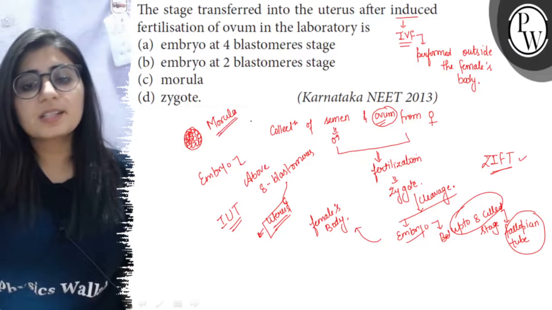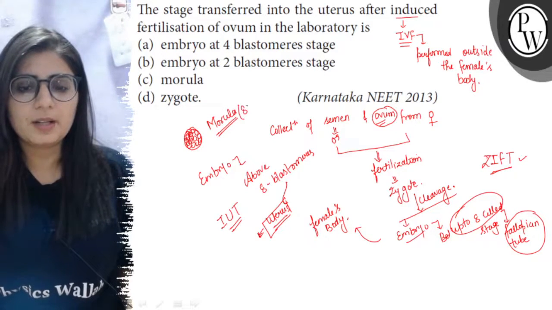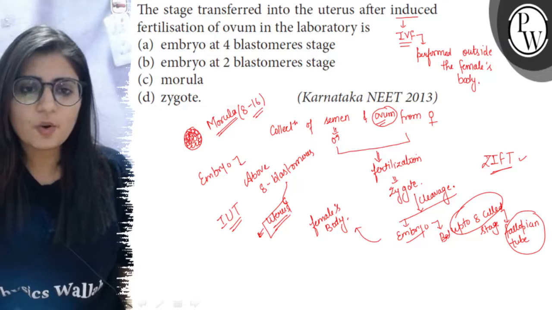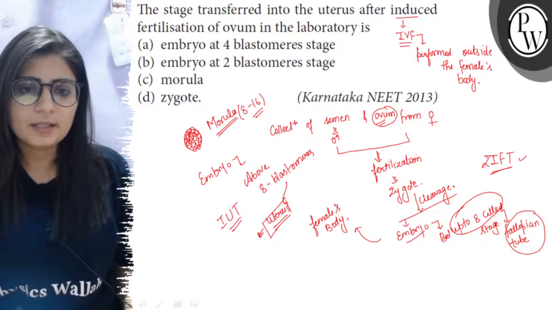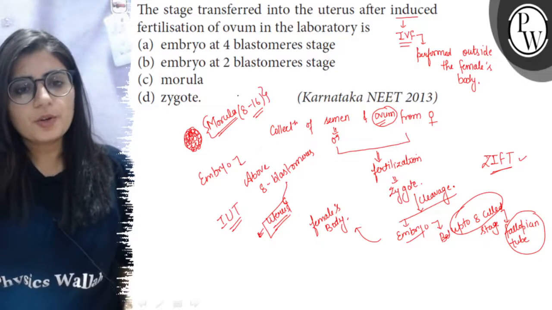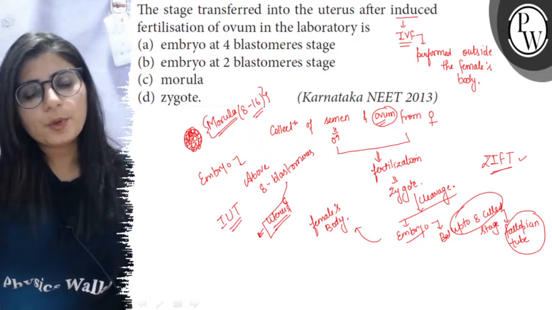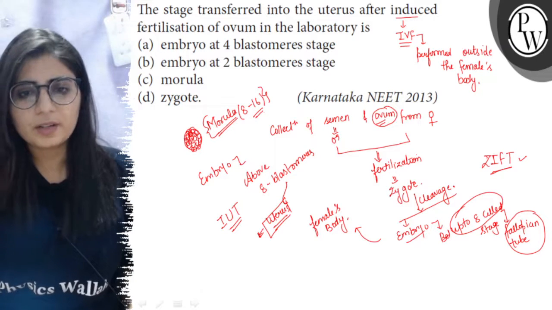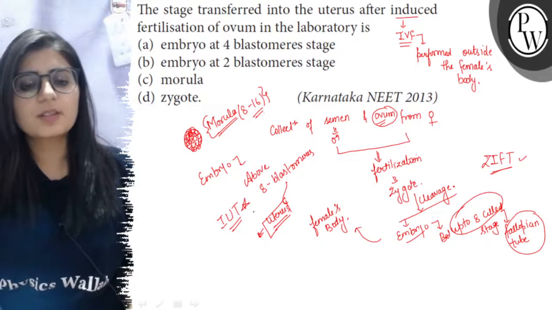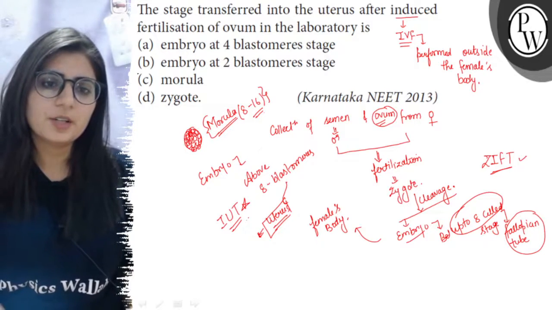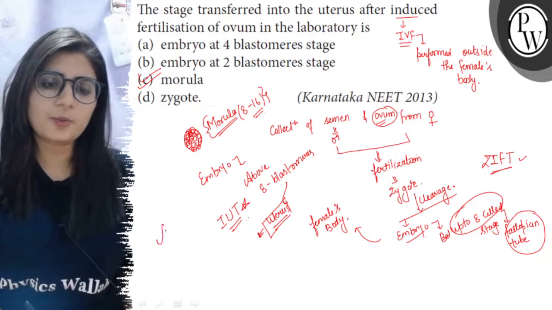So morula is the stage of embryonic development generally between the 8 to 16 celled stage, and at this stage the cells are compactly packed like a mulberry. So this structure is known as morula. We can see that morula is up to 8 to 16 blastomeres. So if it is transferred, then it will be transferred into the uterus, which is called IUT or intrauterine transfer. So this option, C option, is correct.